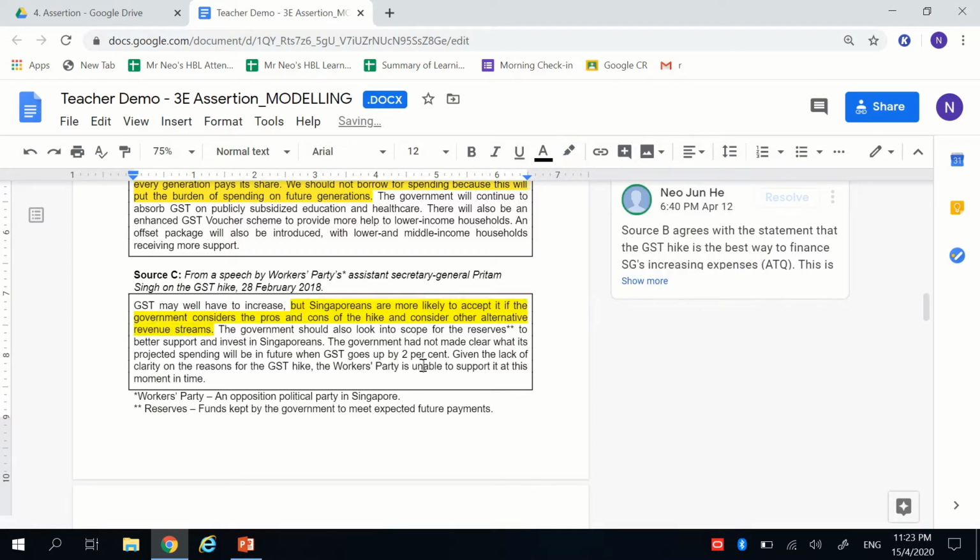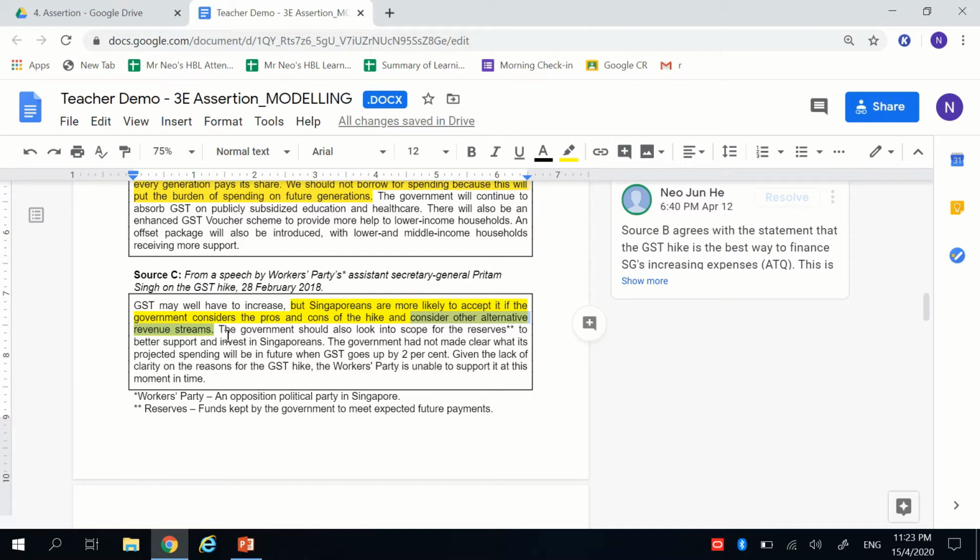He is saying that, okay, GST might need to increase because we need to raise money, but Singaporeans are likelier to accept this new hike if the government first considers the good and the bad side of the hike, the pros and cons, and perhaps they should also consider other revenue streams. Revenue means income, so they are proposing that the government should perhaps consider other ways to raise money instead of just relying on the GST hike.